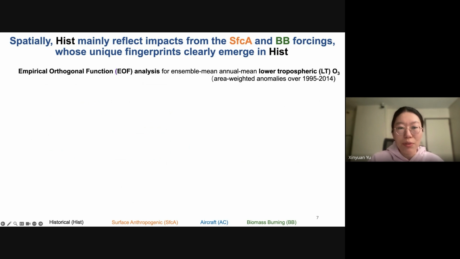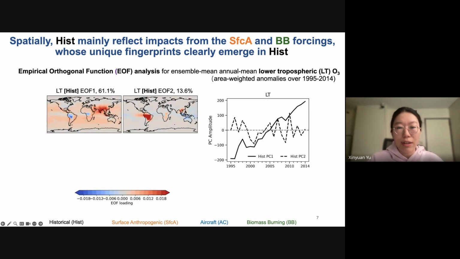And here I show the results for the lower tropospheric ozone first. Here are the first two EOFs of the ensemble mean historical lower tropospheric ozone, and the explained variances are shown on the top. The same color in the EOF loading indicates regions with ozone varying coherently, and the corresponding principal components are shown on the right. You can see that they represent how strongly these EOFs are expressed at a given time.